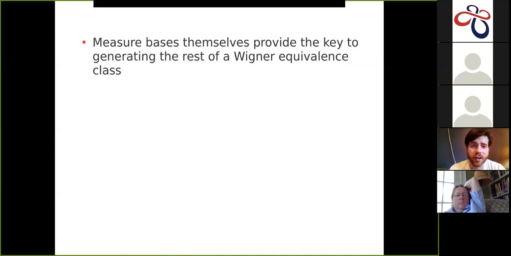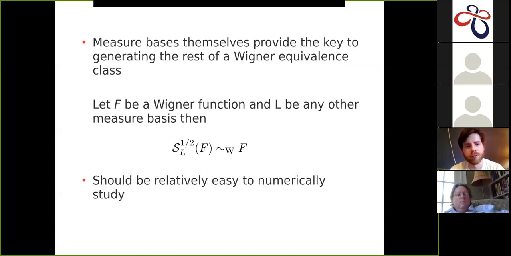Measure bases themselves actually provide the key to generating the rest of the Wigner equivalence class beyond just the collinear ones. So we noticed that if you start with a Wigner function and then choose any measure basis you like, then the positive half power of SL acting on that Wigner function will give you a Wigner equivalent measure basis, which you could then shrink back to meek space along the parallel lines. So the Wigner equivalence class itself should be relatively easy to numerically study.